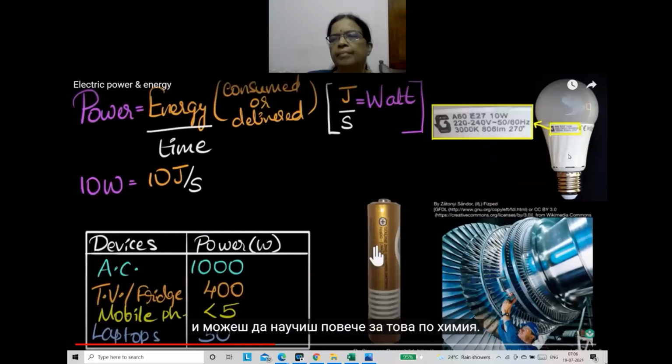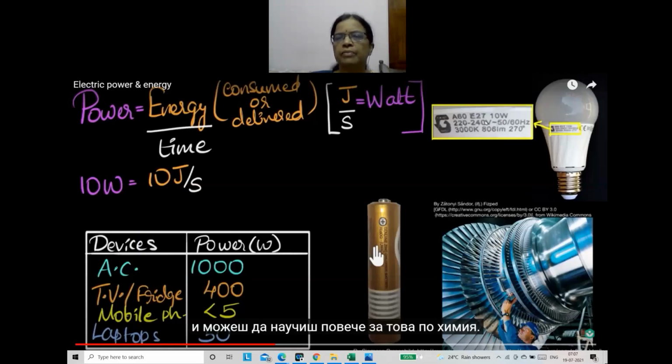So a bulb is shown here. You can see a bulb here, and what all things are written on the bulb? You can see 10 watt and 220 to 240 volt, 50 to 60 hertz, etc. are written on it.